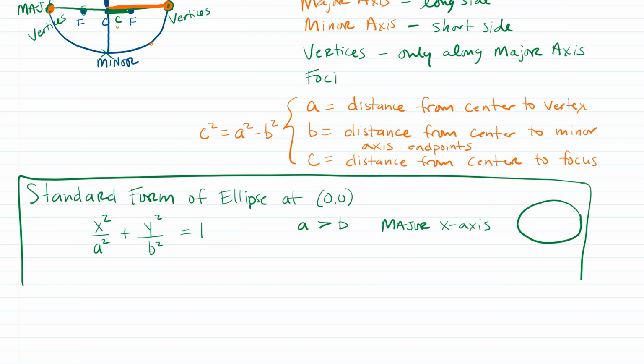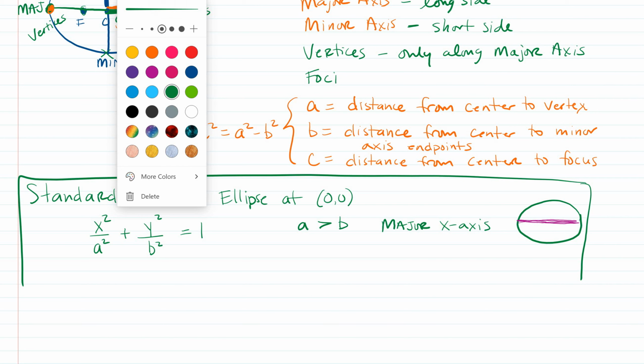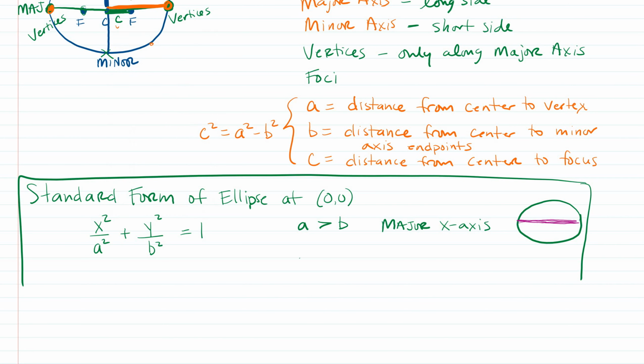If that's the case, that means the number underneath the x squared is bigger than the number underneath the y squared. If that happens, you have a major x-axis. Remember, your major axis is the longer axis, so you have a horizontally oriented ellipse. If b is greater than a, then you have a major axis along your y-axis, and that means you have an ellipse that's oriented vertically.